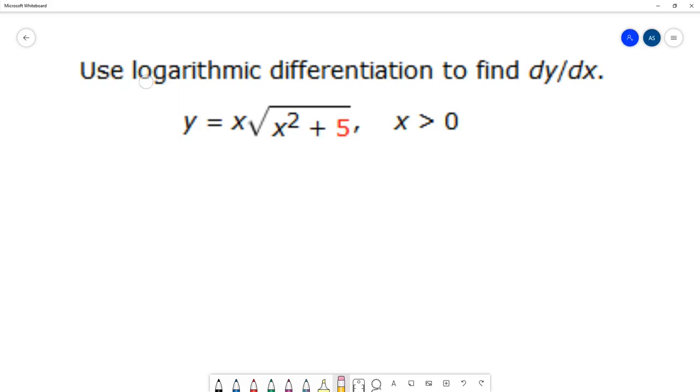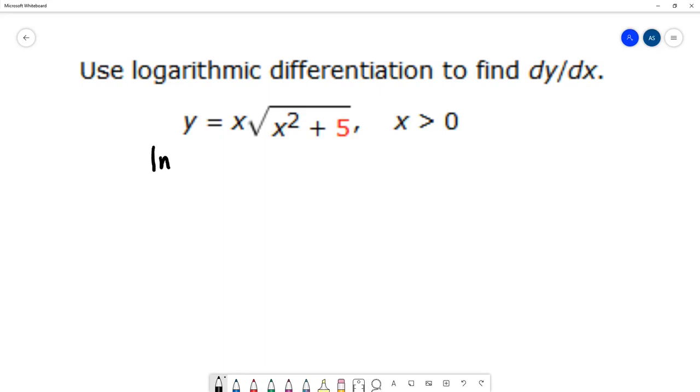For this question, we want to use logarithmic differentiation to find the derivative dy/dx on the equation y equals x times square root of x squared plus 5. We do have a restriction on the domain: x is greater than 0. So we want to introduce the log. The log will help us simplify the expression on the right so that we won't have as many derivative rules to consider.